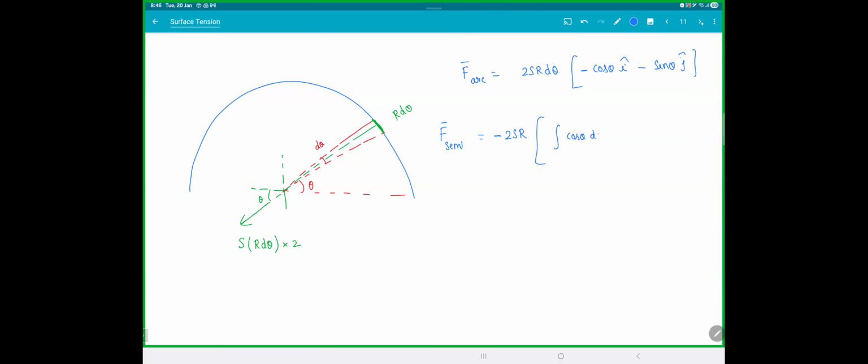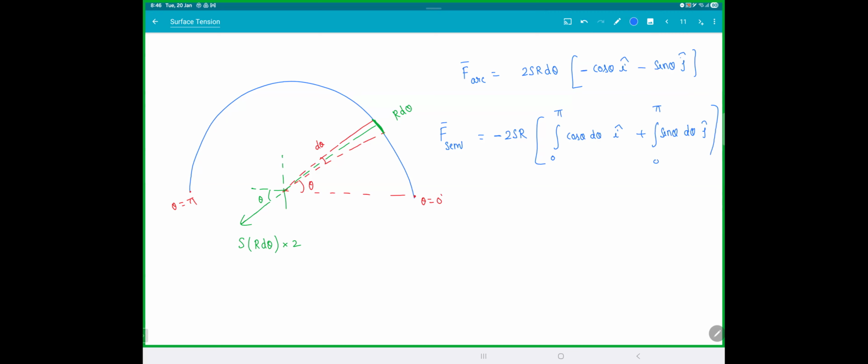Actually, you can see here and guess there will be no horizontal force. All the forces will be in the vertical direction. i cap, limits will go from 0 to 180 degrees. Because when you start here, theta is 0, and when you go to the left side, theta is 180. Plus integral sine theta d theta j cap, 0 to pi.